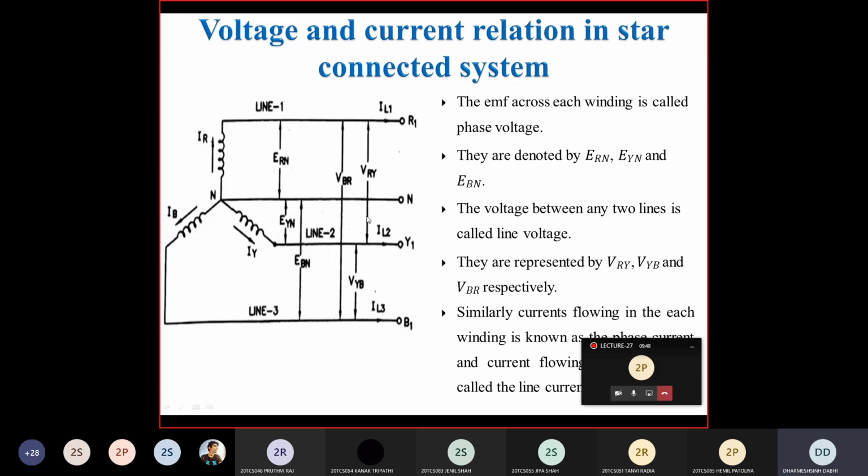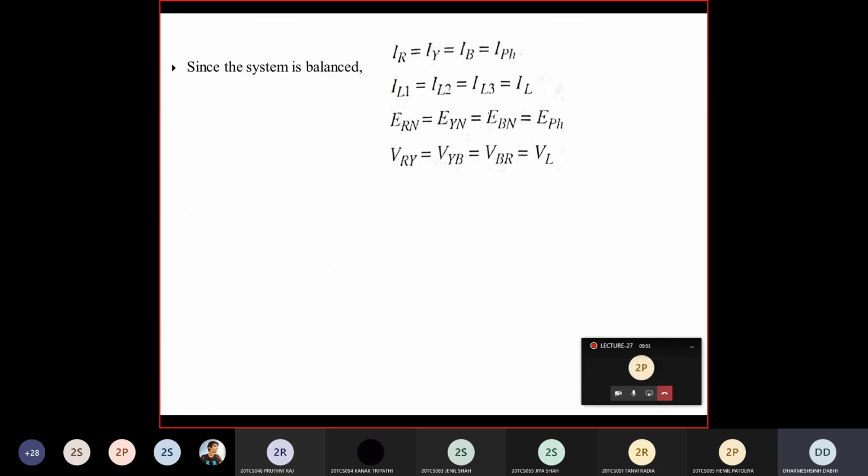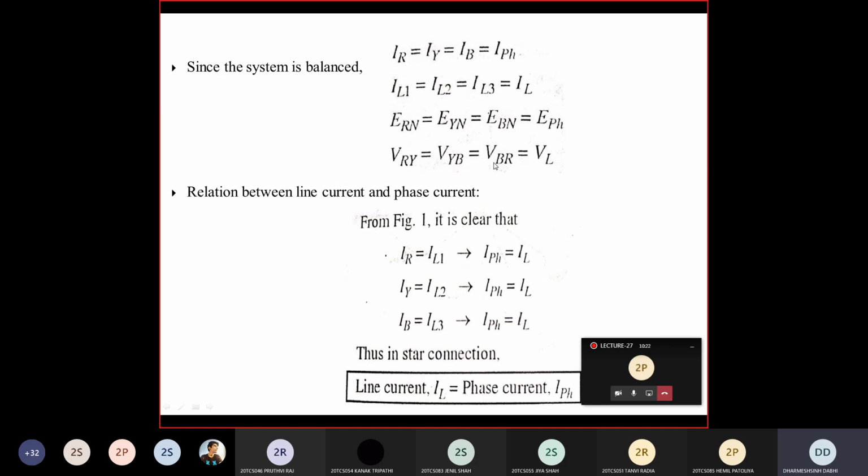As we saw in the last lecture, the phase currents IR, IY, IB are equal because we take a balanced load. It means in each phase we have the same value of load. Now line current is IL. All the line currents are the same: IL1, IL2 and IL3 are equal to IL. All the phase voltages are the same: ERN, EYN, EBN are equal to EPH, PH for phase voltage. Same way all line voltages are the same: VRY, VYB and VBR. So now what is the voltage and current relation?